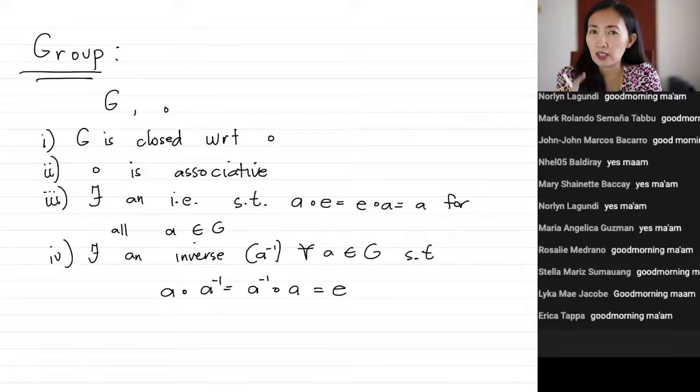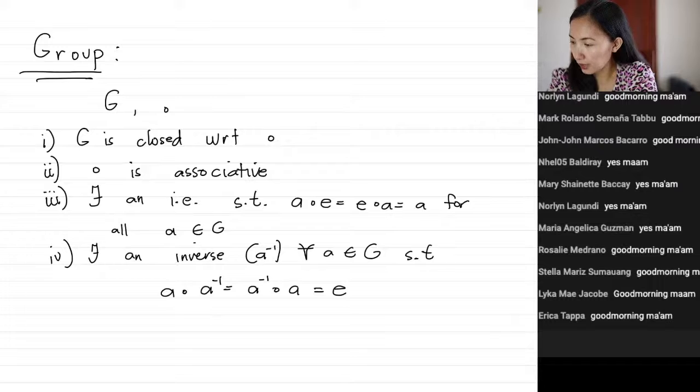Otherwise, if there is even just a single element of that group which does not satisfy number 4, then right away we can say that set is not a group with respect to the operation. For example, your set of integers modulo m, for example, z sub 5 under the operation multiplication. Why is z sub 5 under the operation multiplication not a group?